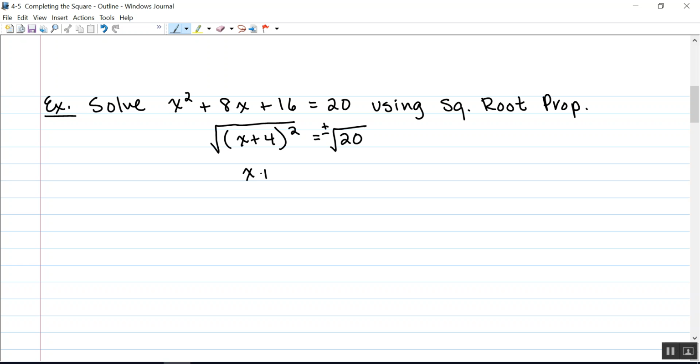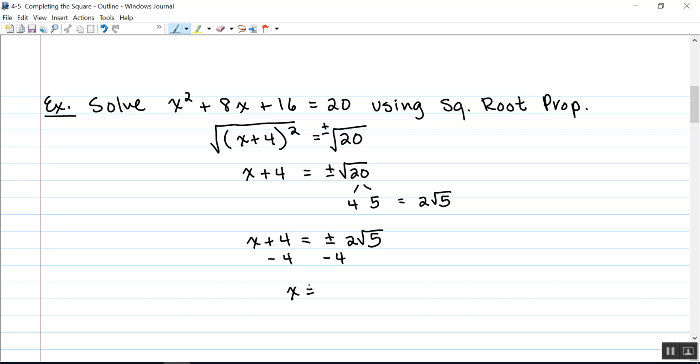That leaves me with x plus 4, because the square and the square root cancel each other out, equals plus or minus the square root of 20. Square root of 20 can be simplified into 2 square root of 5. So I have x plus 4 equals positive or negative 2 square root of 5. And then subtracting 4 on each side, we would write it like this.